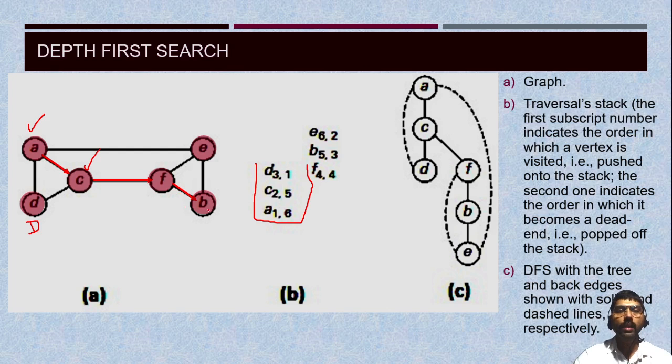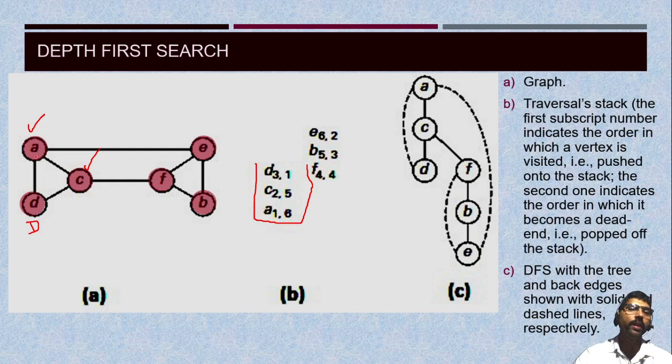Now B is already visited, there is no other node to visit, so go back. F has visited all the adjacent nodes, go back. C has visited all the adjacent nodes, go back. Now we are in A. If you see properly here, there are 3 adjacent nodes D, C, B, which are already visited. So there is no adjacent node for A to visit. So this is the end of the algorithm.